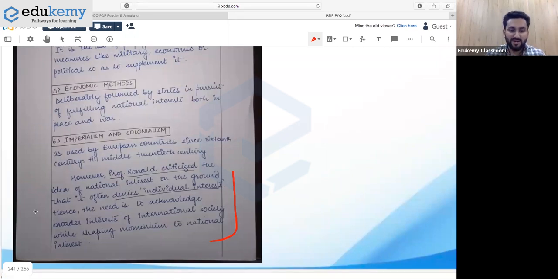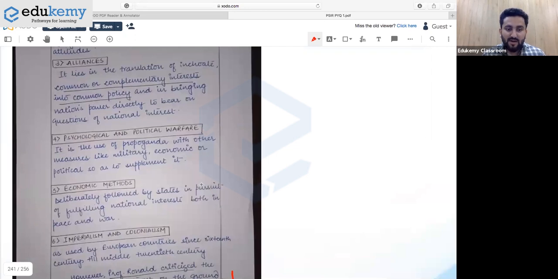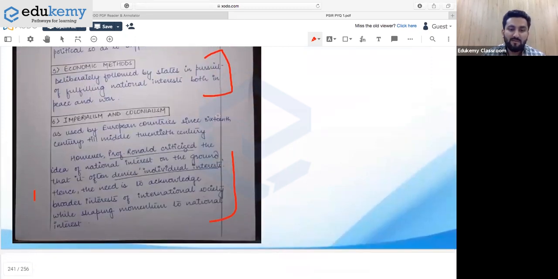So this is how we have to use the introduction here. Just take a look at the language. Economic methods deliberately followed by states in pursuit of fulfilling national interests both in peace and war. Psychological and political warfare. It is the use of propaganda with other measures like military, economic, or political so as to supplement it. Imperialism, colonialism as used by European countries since the 16th century till the middle 20th century.